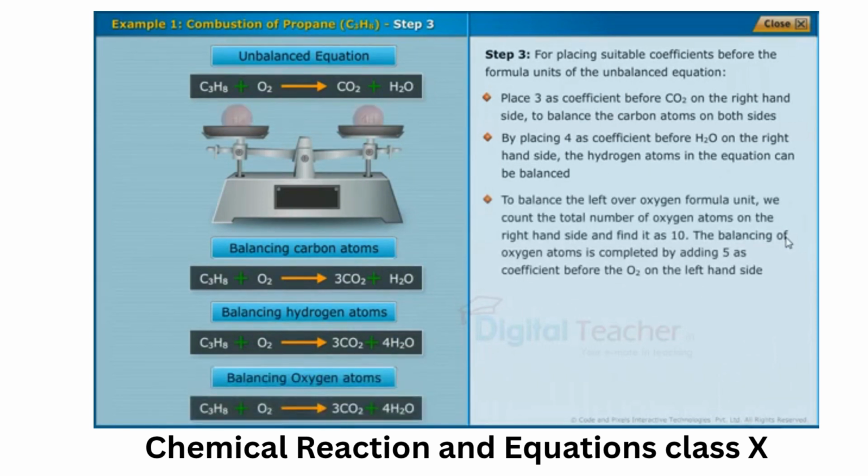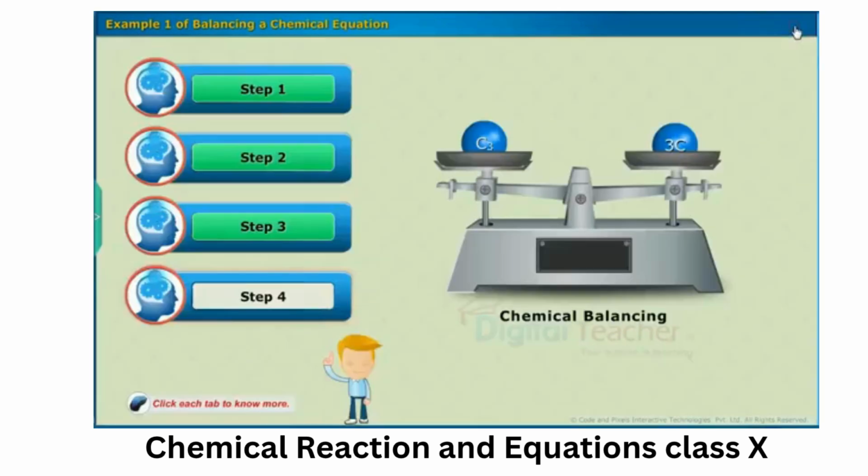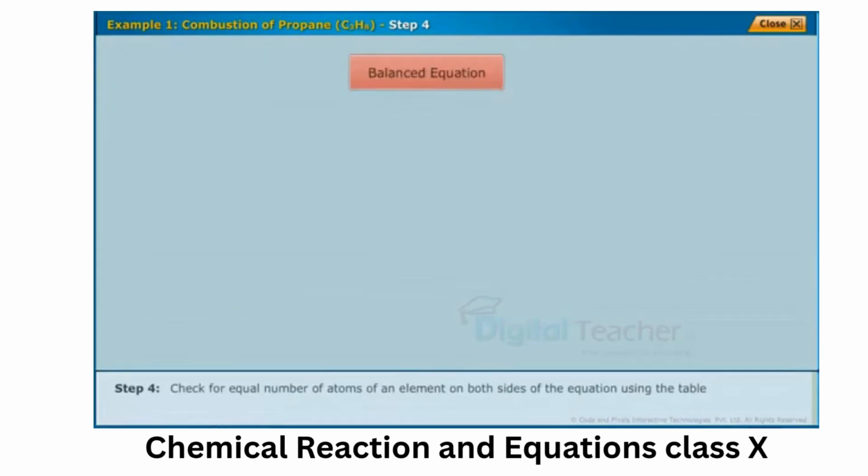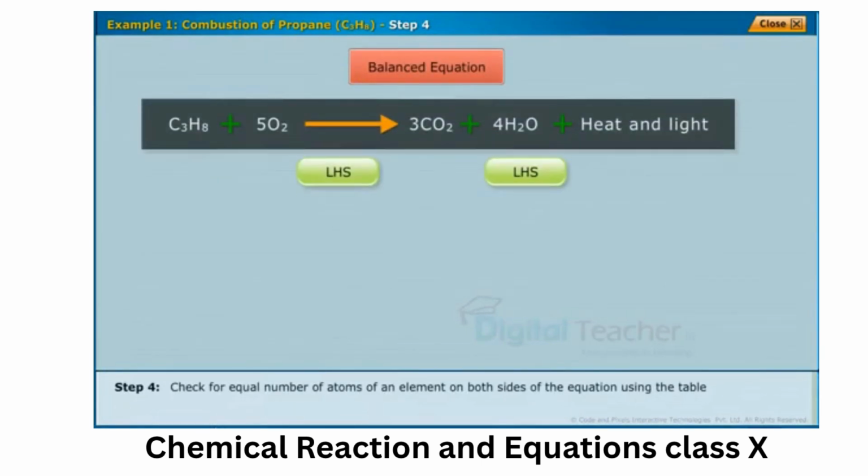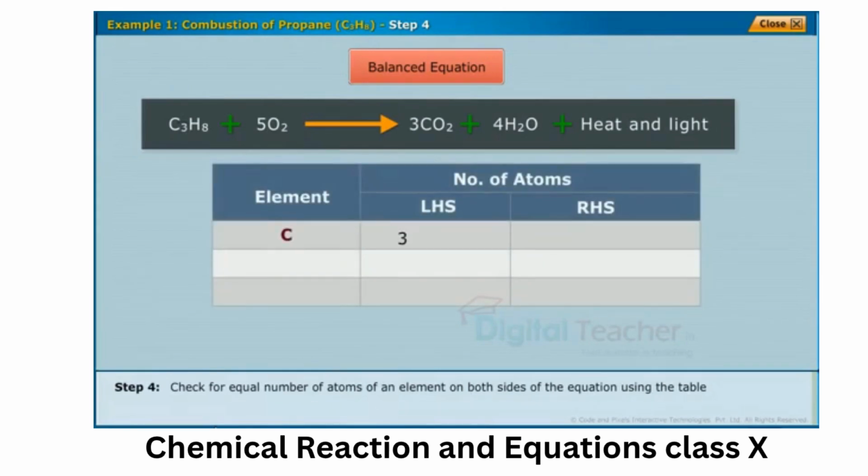To balance the leftover oxygen formula unit, we count the total number of oxygen atoms on the right hand side and find it as 10. The balancing of oxygen atoms is completed by adding 5 as coefficient before the O2 on the left hand side. Step 4. Check for equal number of atoms of an element on both sides of the equation using the table.